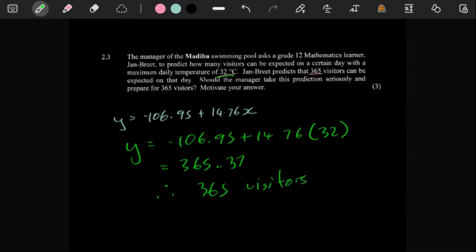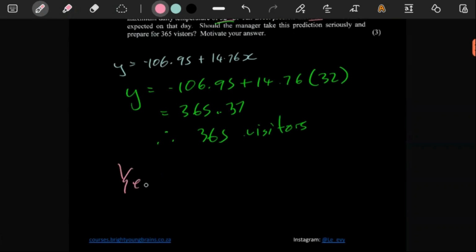So yes, he's correct. The prediction is correct.